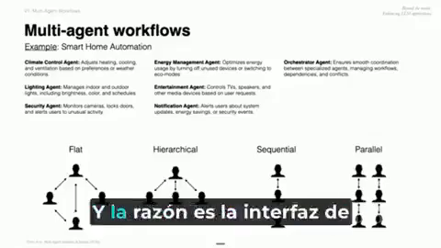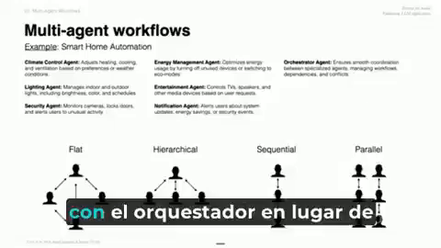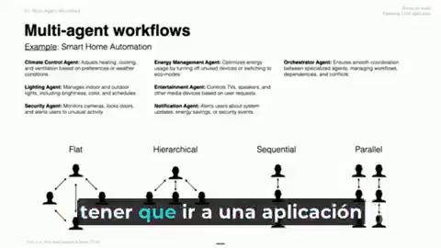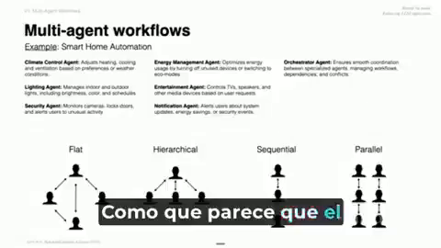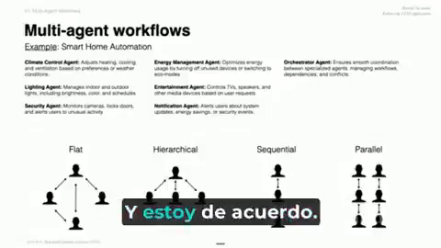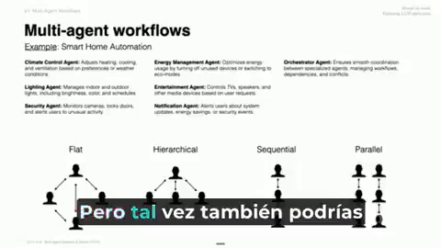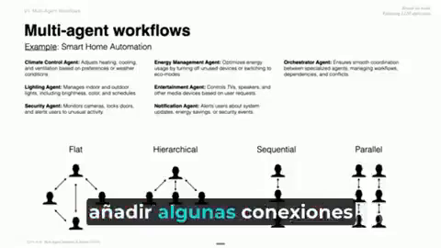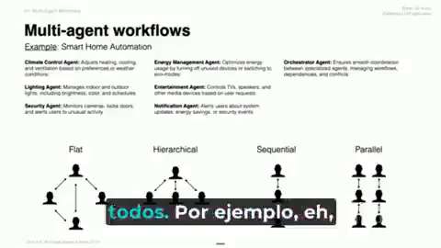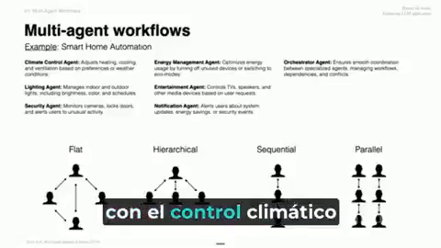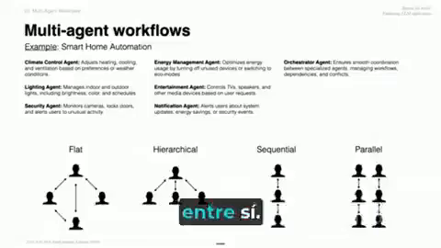I agree. And the reason is UI UX: I would rather have to only talk to the orchestrator rather than have to go to a specialized application to do something. It feels like the orchestrator could be responsible for that. And so I agree, I would probably go for a hierarchical setup here. But maybe you might also add some connections between other agents, like in the flat system where it's all to all. For example, with climate control and energy, if you want to connect those two, you might actually allow them to speak with each other.